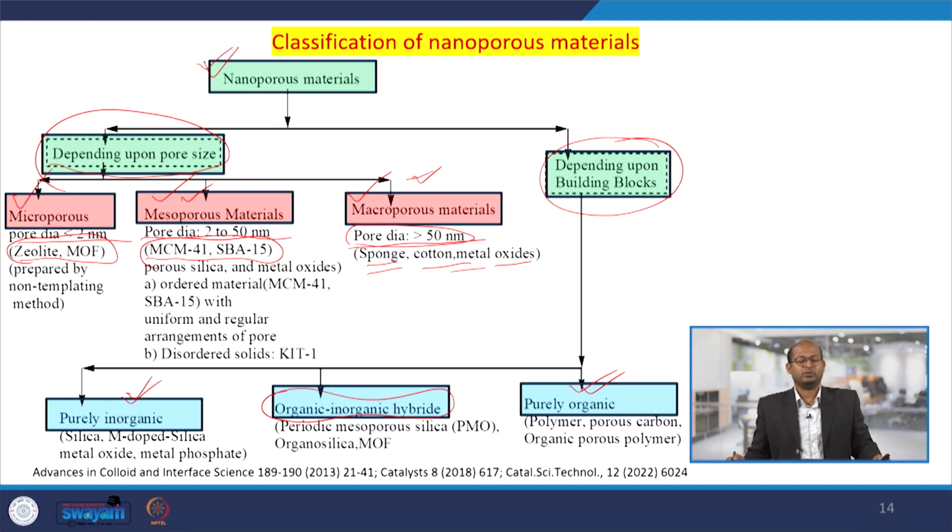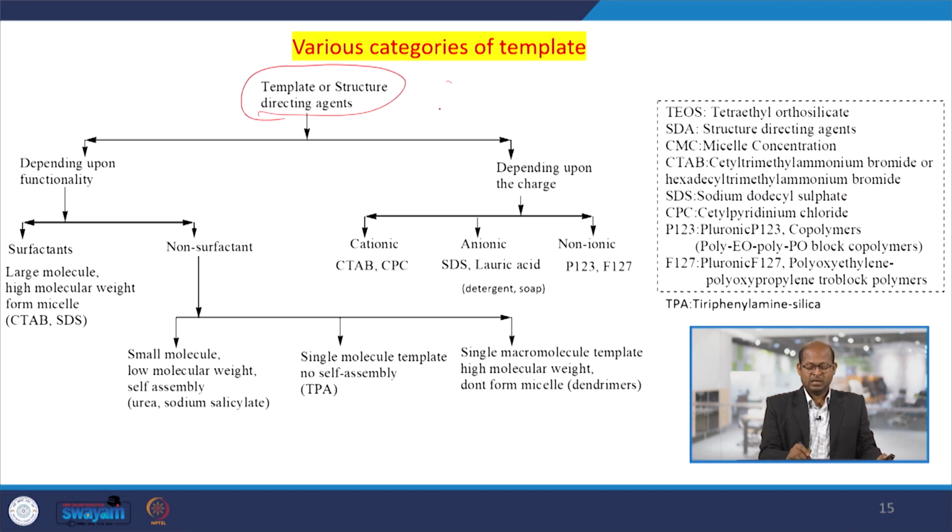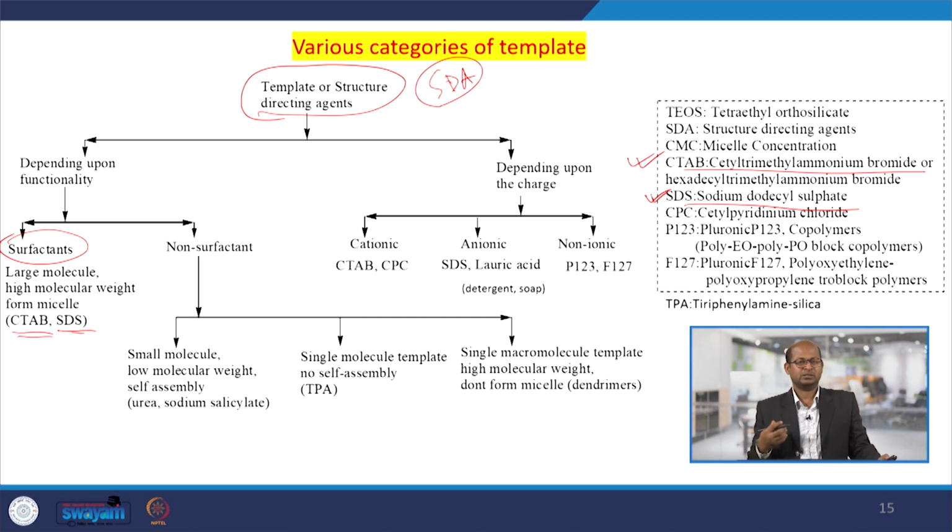How are we synthesizing them? Whenever we are creating more pores inside the supports or materials, we use some structure directing agent, SDA, or surfactants, or templates. When using surfactants, we can use CTAB and SDS. CTAB is this, and SDS is this material. These surfactants we can use to develop the pores inside the supports or materials.